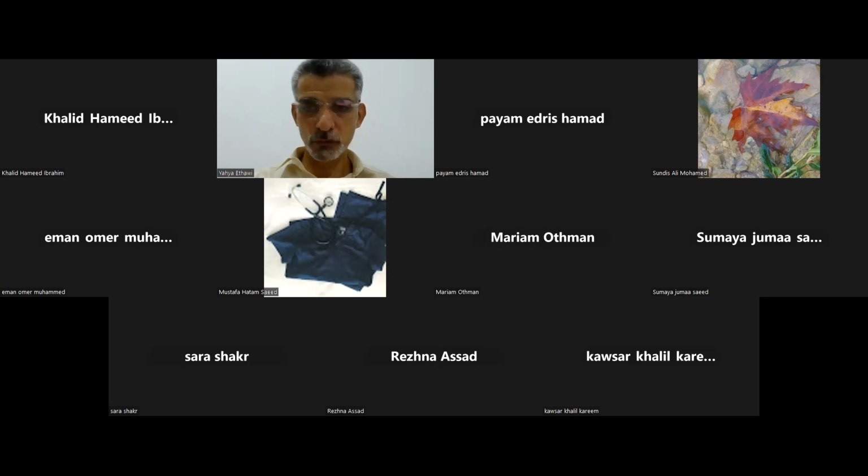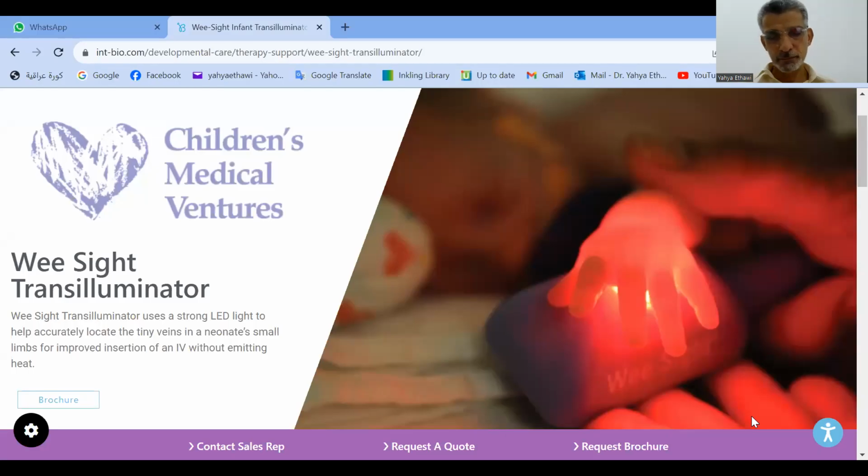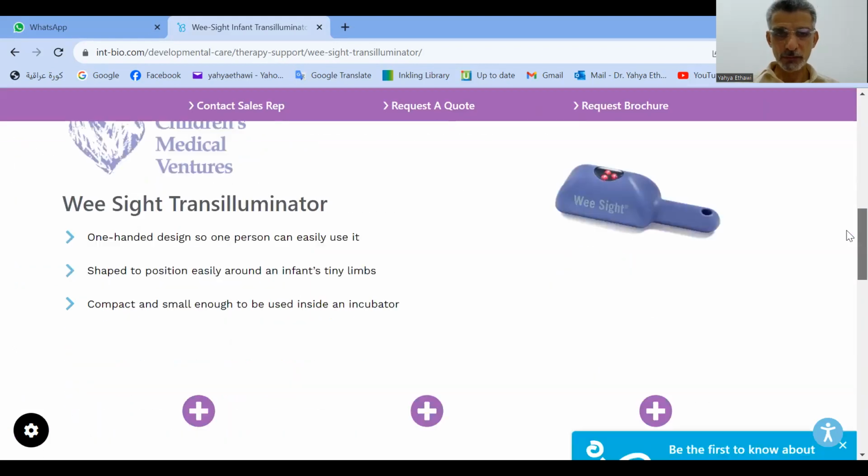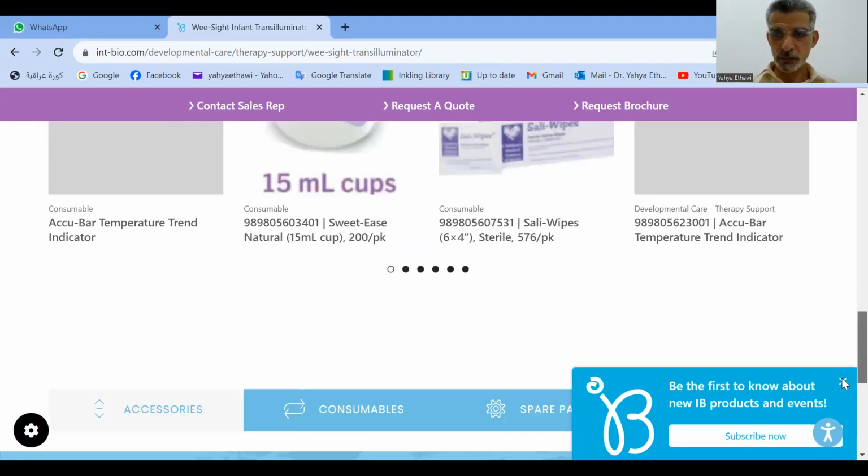So let me share my screen. I will show it to you. Do you see my screen now? No? Oh, okay, 1 minute. Do you see it now? Yes, you can see. Do you see the hand of the baby? Do you see how easy it is to see the veins with the WeSee? This is called WeSee. This one, WeSee vein viewer.